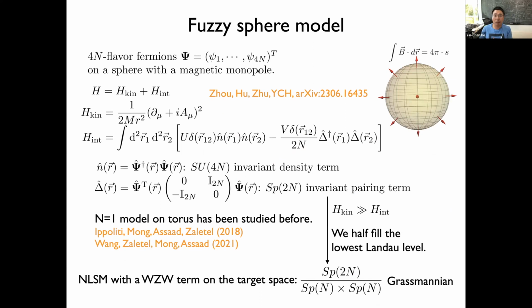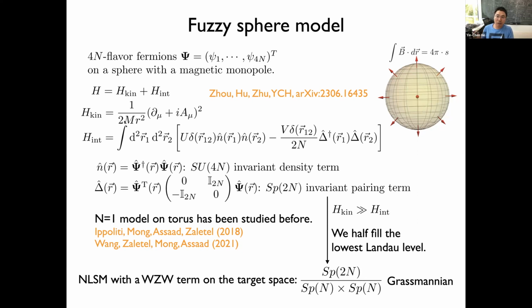So this is also what we are going to do. Let me first give you the model that we are going to study for this SO(5) deconfined criticality. This is a version for the large N generalizations that I talked about a few slides before. It realizes a nonlinear sigma model with a Wess-Zumino-Witten term on the Grassmannian target space. The way to realize it is that we consider 2N flavors of fermions on a sphere, and then we put a magnetic monopole in the center of the sphere.